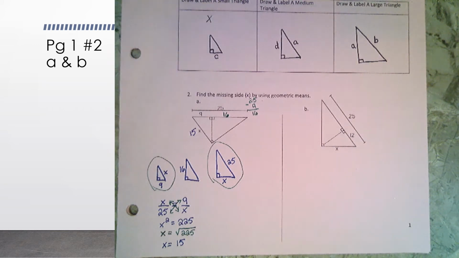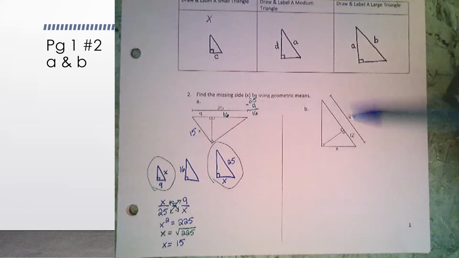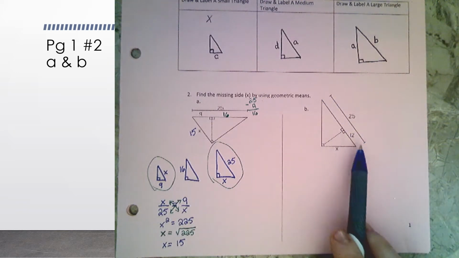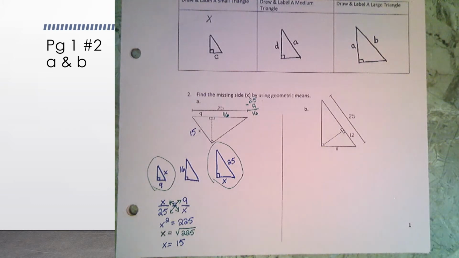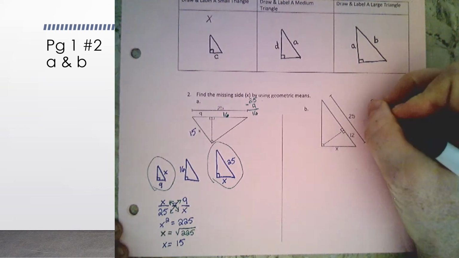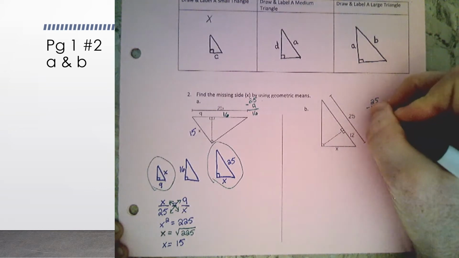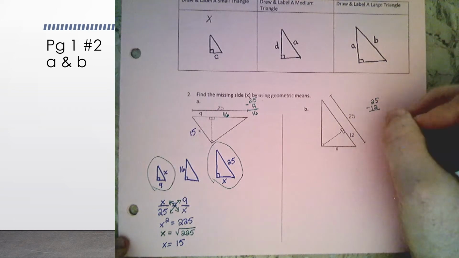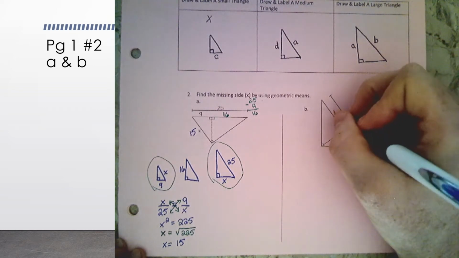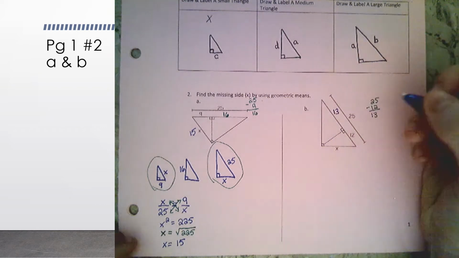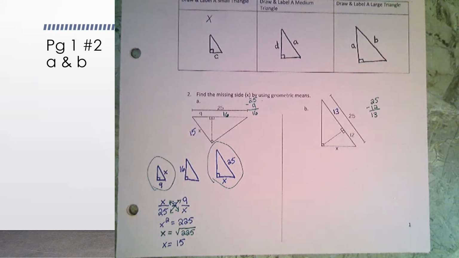Now let's look at part B. Now, part B, just like this one, they tell me the full length of this hypotenuse, but the one thing that they don't tell me is how big this portion is. So again, I can do my 25 minus 12, and that's going to get me 13. So I know that this portion here has a length of 13.